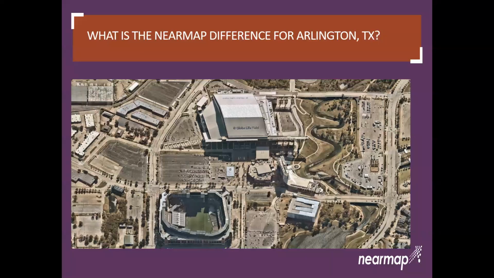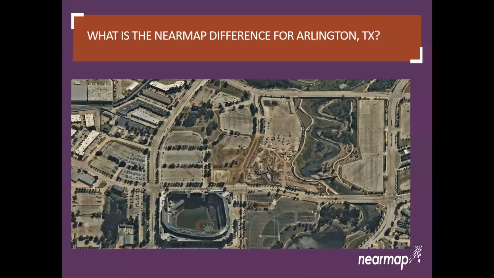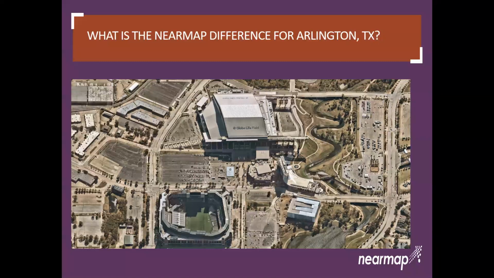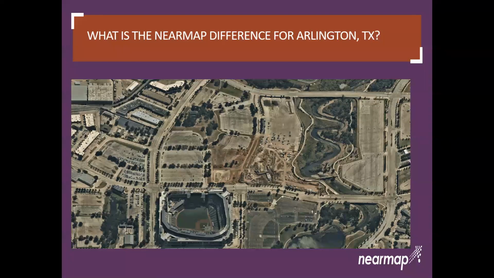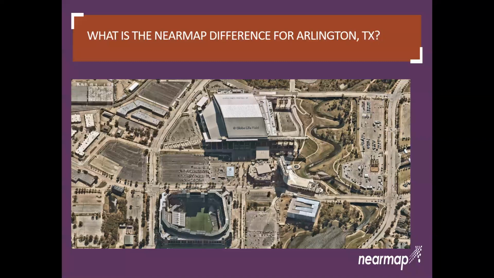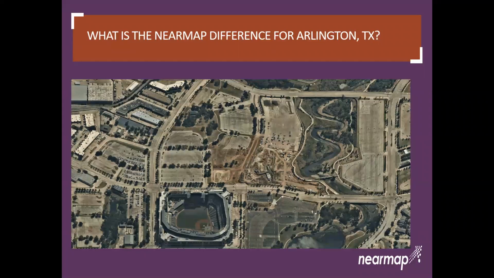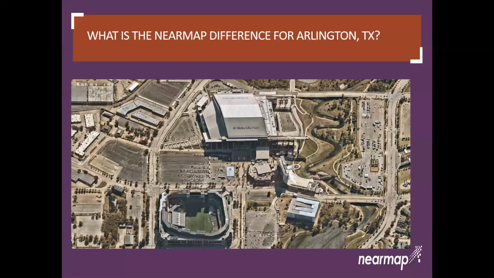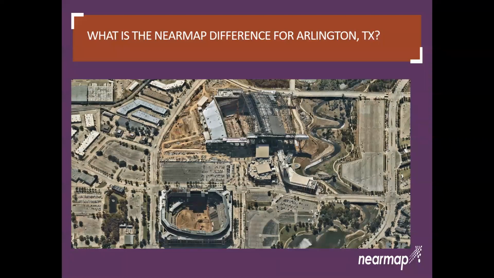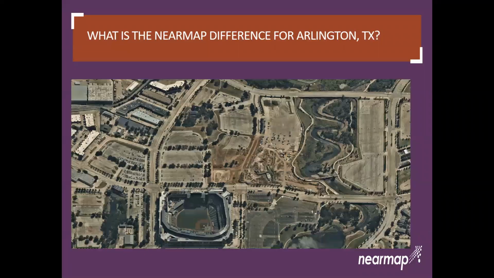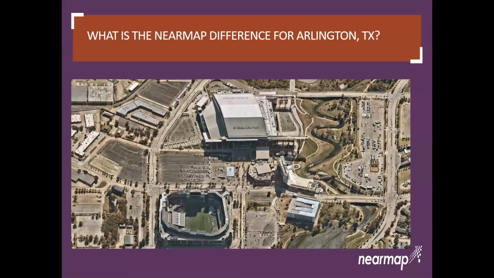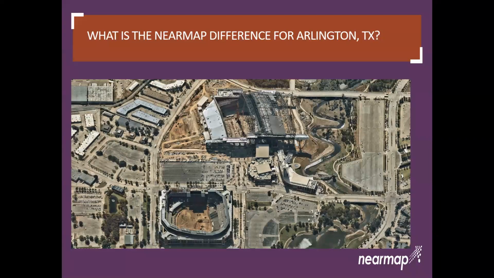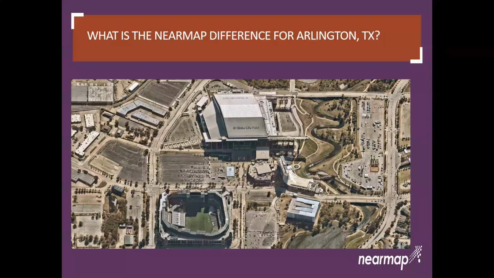So when a project would start, it might get captured in the spring, but then the imagery wouldn't be delivered until the fall, and the project might be over by that time. So with NearMap, we're able to follow much more closely behind on a construction project, like you're seeing on the screen. The new ballpark, the Globe Life Field in Arlington, we were able to more closely follow that project, and we could do measurements and other things that we couldn't do with our previous imagery.